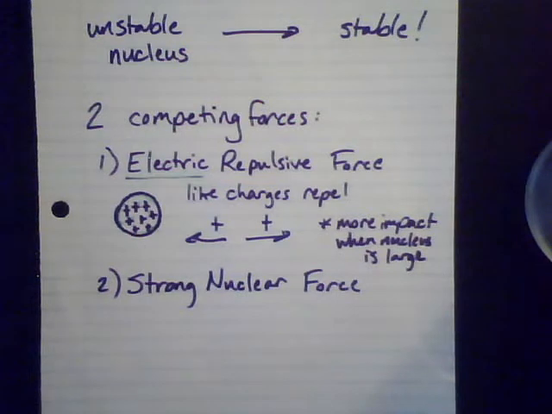So if we have an unstable nucleus, it's usually a larger one. Most of the radioactive elements are the ones that are further down on the periodic table. Uranium, for instance, is number 92 on the periodic table, so it has 92 protons in the nucleus, and all of these protons want to get as far away from each other as possible. So that electric repulsive force is really trying to pull that nucleus apart.